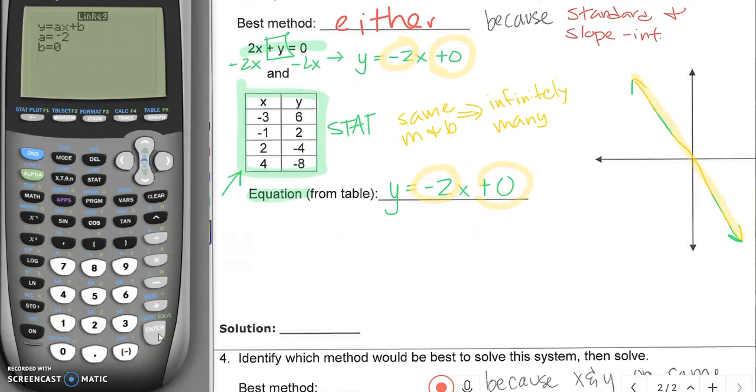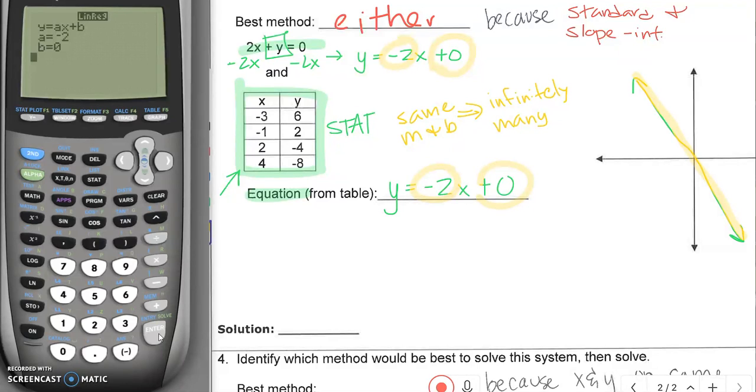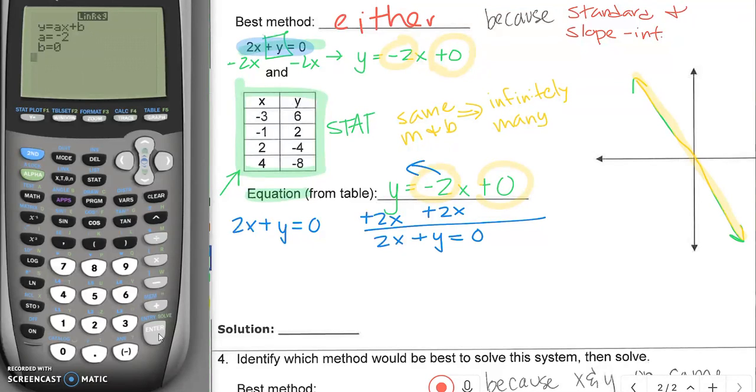So we're going to show that it's the same thing if I'm going about doing it with matrices as well. So I've already got the first one in standard form. So I know my first equation is already 2x plus y equals 0. But then I want to get the second one into standard form, which means I've got to move that x over. So I would do plus 2x on both sides, which would get me 2x plus y equals 0. Oh man, same exact thing.